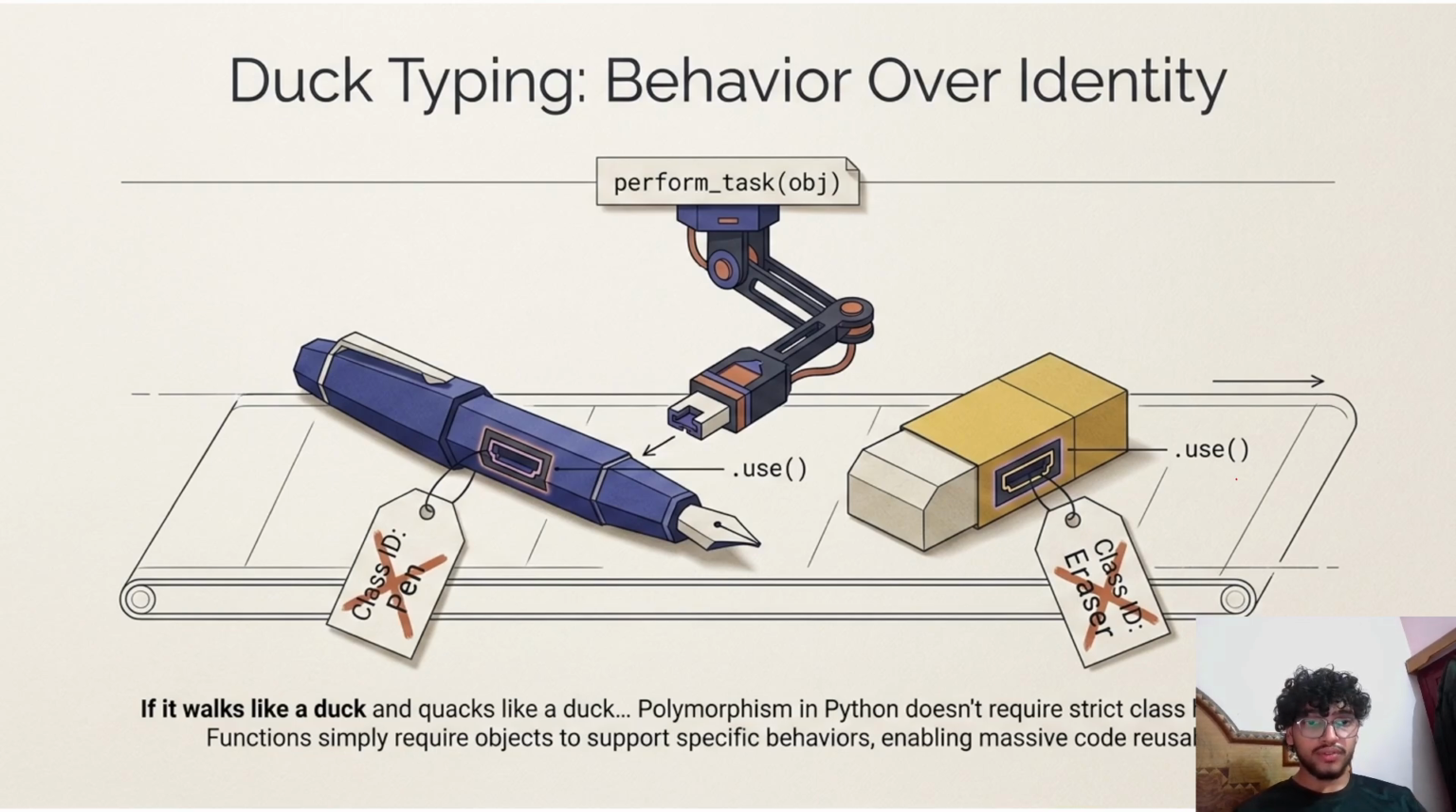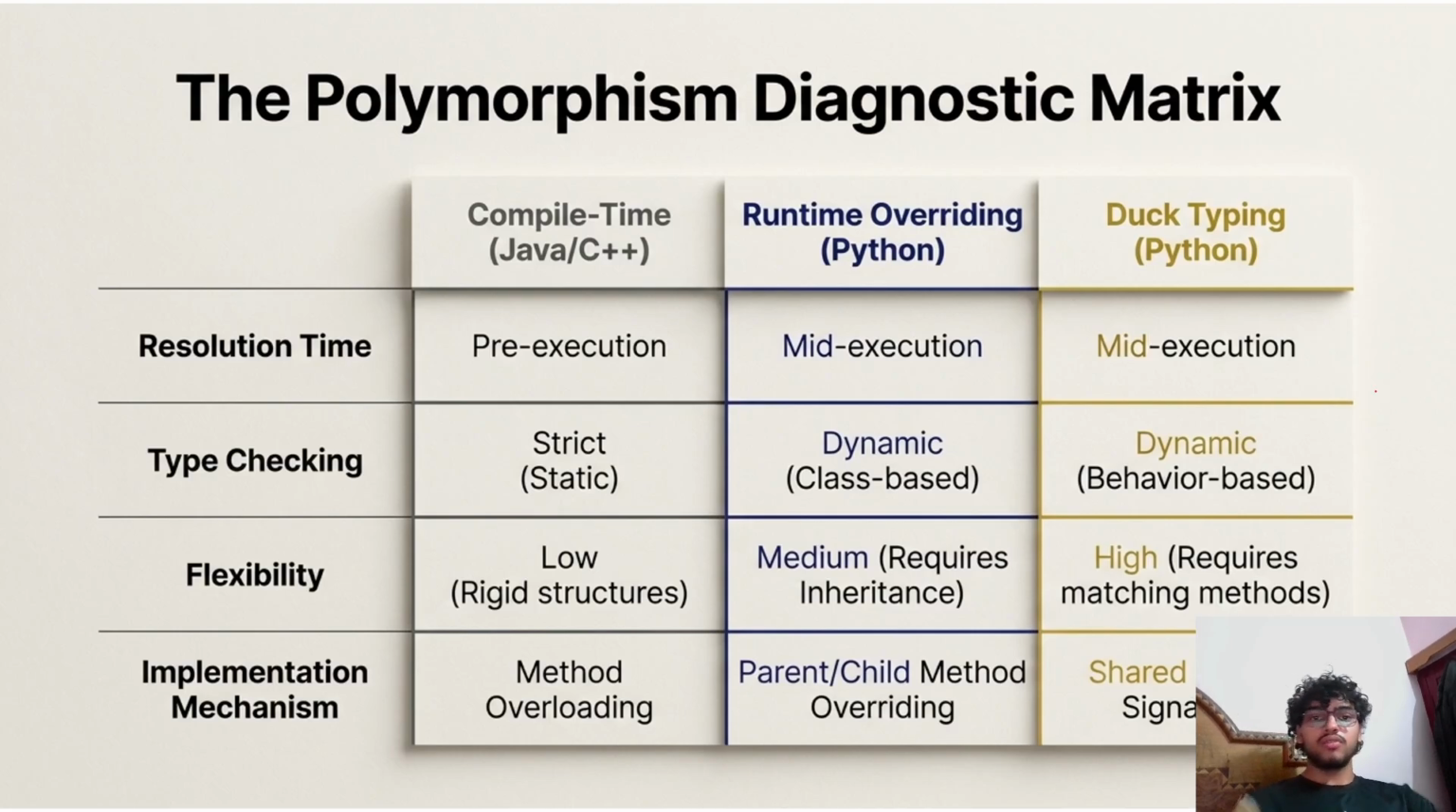So use of eraser and use of pen is different, but it's performing a single task using a single method called dot use. Now this compares resolution time, type checking, and flexibility between three types. So compile time is Java or C++, runtime overriding is Python, and duck typing is Python.